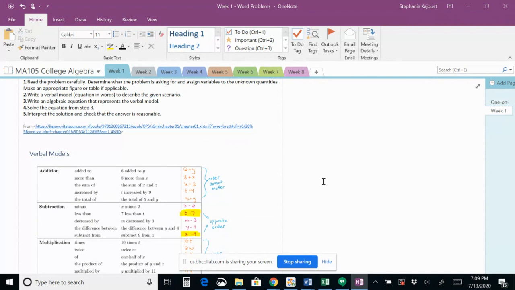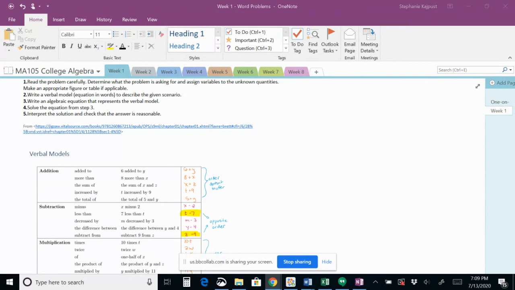So you're just solving for whatever variable you have. And then step 5, you need to interpret the solution and check that the answer is reasonable. So you want to make sure that your answer makes sense. If you get a number that doesn't make sense, then that indicates to you that you made a mistake either on the solving or in writing the equation. If you plug your number back into the equation and it works out, that means that your error is probably in the creation of the equation.